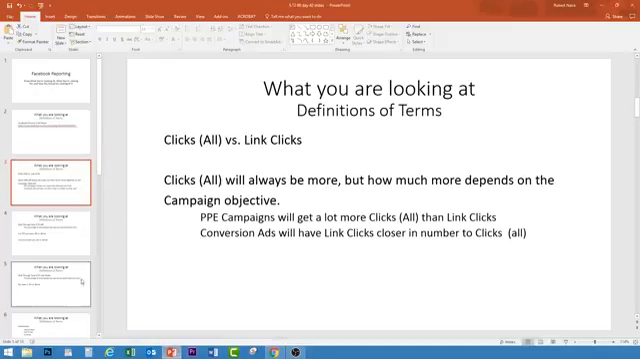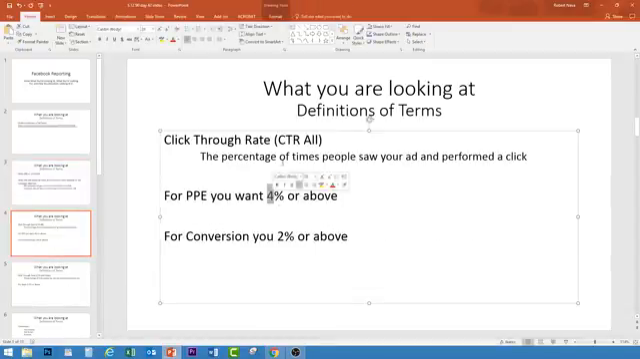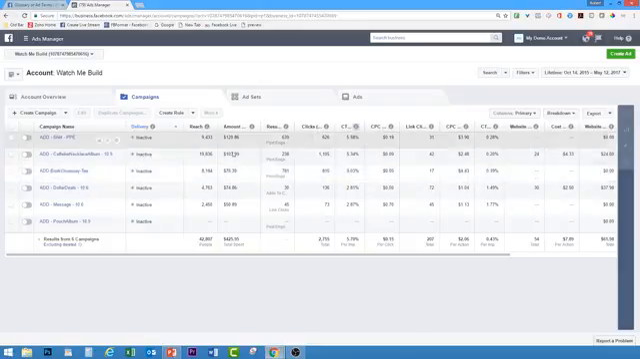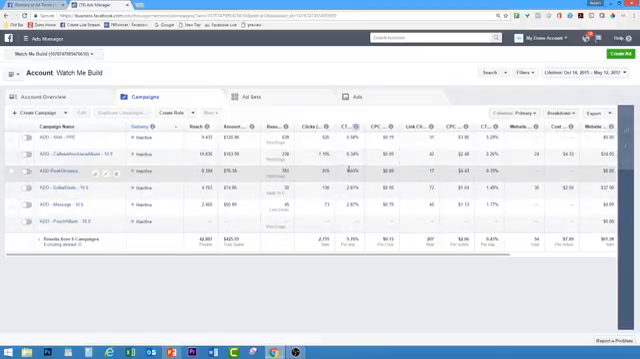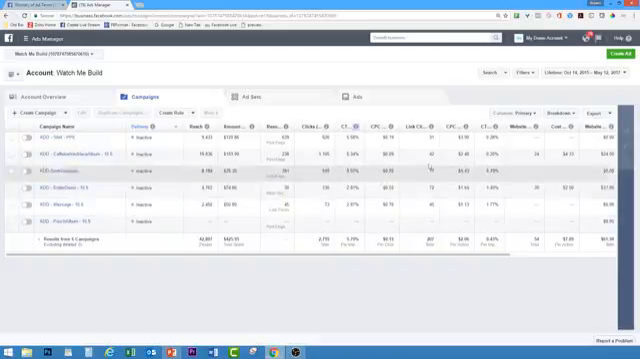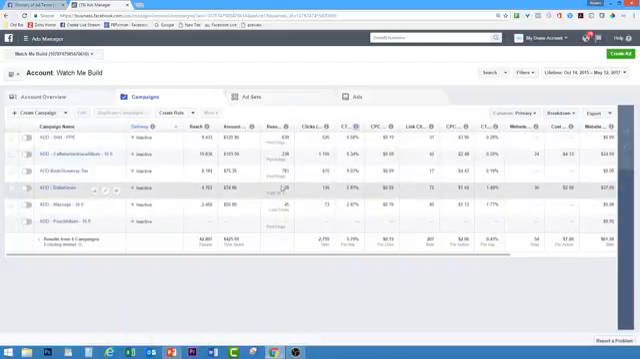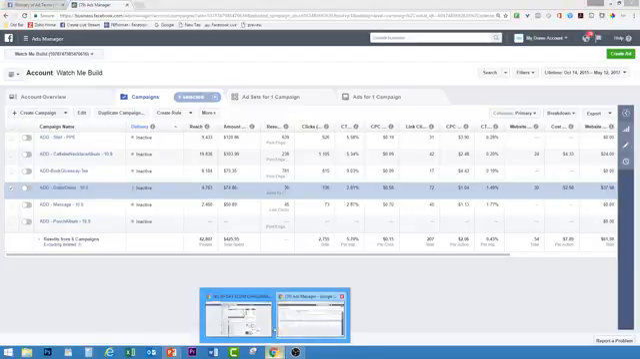Remember, I said back here for a page post engagement, you typically want your click-through rate all above a 4. And that's what we have for our page post engagements, which are these ones right here, and then this bottom one. We have a 5, a 9, and nothing. This one must not have run. But they were all above a 4. Whereas for the conversion ads, the add to cart, we only have one of them. I said to have it above a 2, and this one's 2.8, so it's still right above it. So that's for your clicks all.